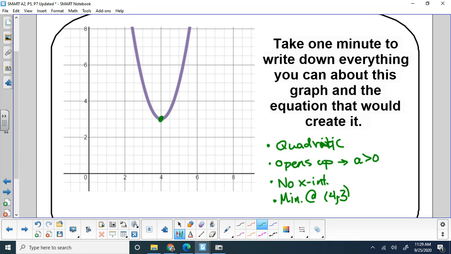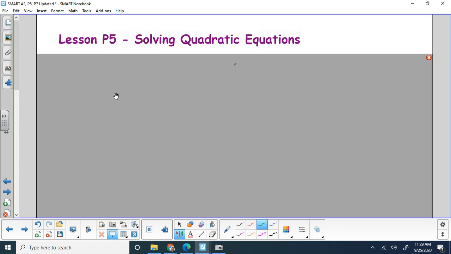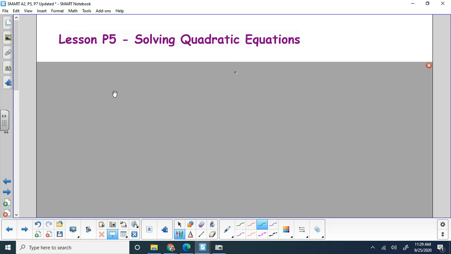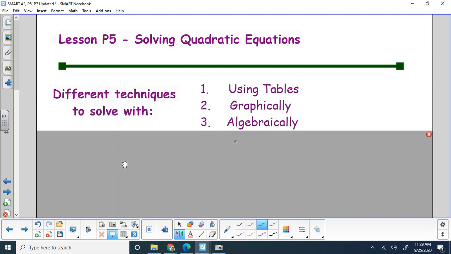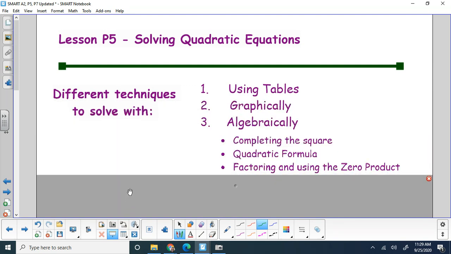We already know quite a bit about graphs, but part of what we do in today's lesson is going to be helping identify those things algebraically so that we have more tools in our toolbox to use as we work through our math this year. So let's go ahead and jump into the lesson. In P5, we are going to be focusing on solving quadratic equations. We're going to highlight a few of the different techniques that we have.